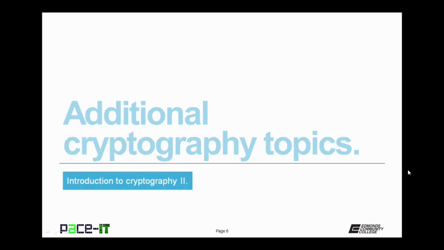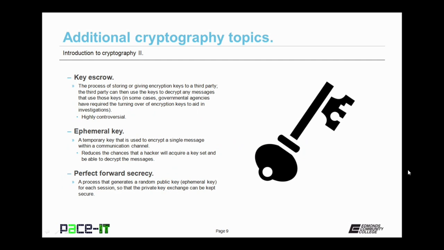It's time to conclude with a brief discussion on some additional cryptography topics. First up is key escrow. This is the process of storing or giving encryption keys to a third party. The third party can then use those keys to decrypt any messages that those keys use. In some cases, governmental agencies have required the turning over of encryption keys to aid in investigations. Key escrow is a highly controversial topic. Most organizations that deal with encryption and cryptography do not like the concept of key escrow.